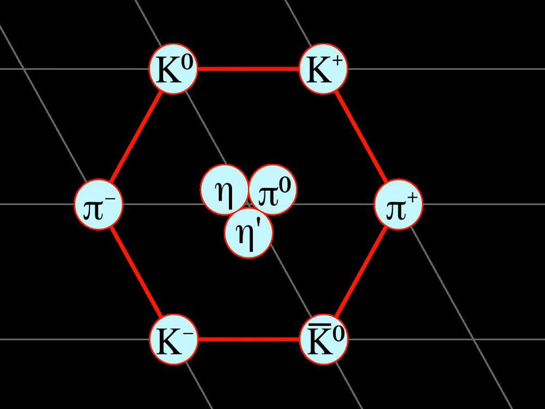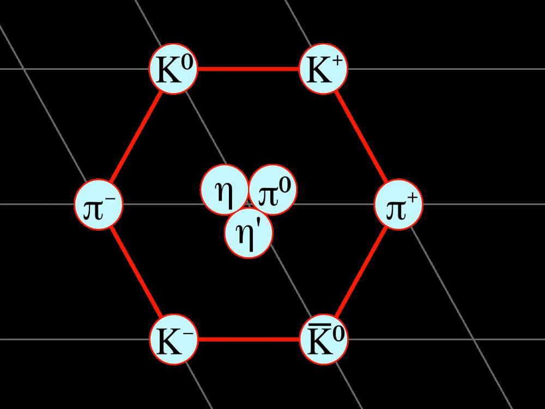Two quarks can have their spins aligned, in which case the two spin vectors add to make a vector of length s equals 1 and three spin projections sz: plus 1, 0, and minus 1, called the spin 1 triplet.